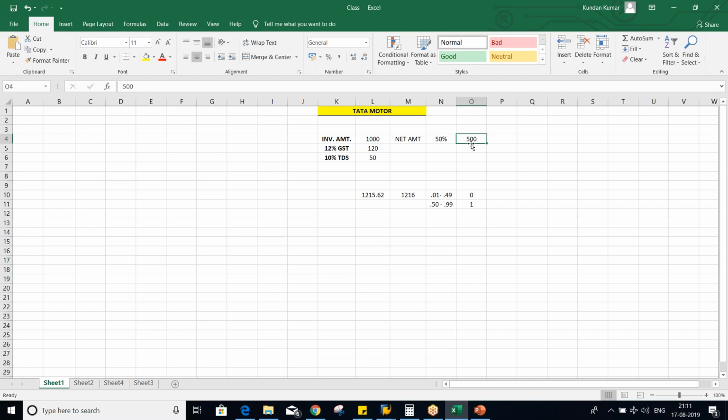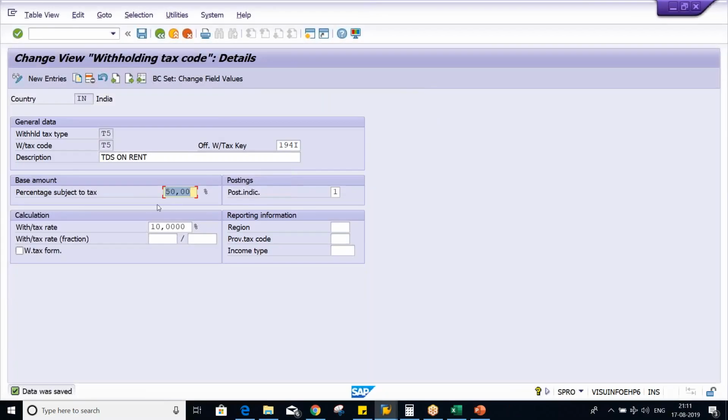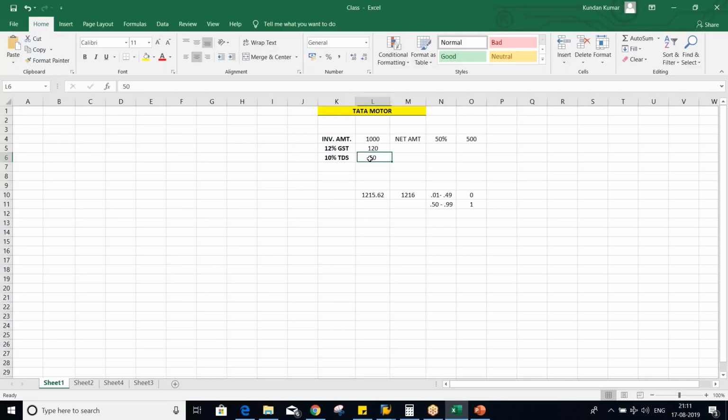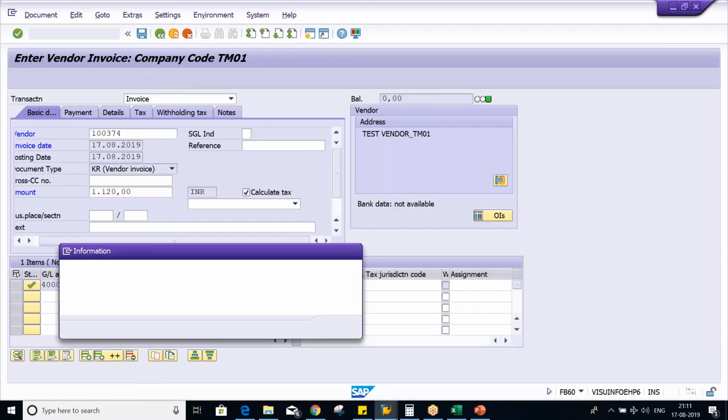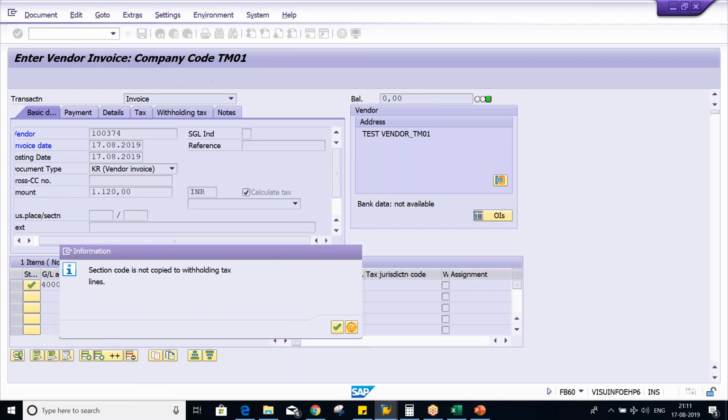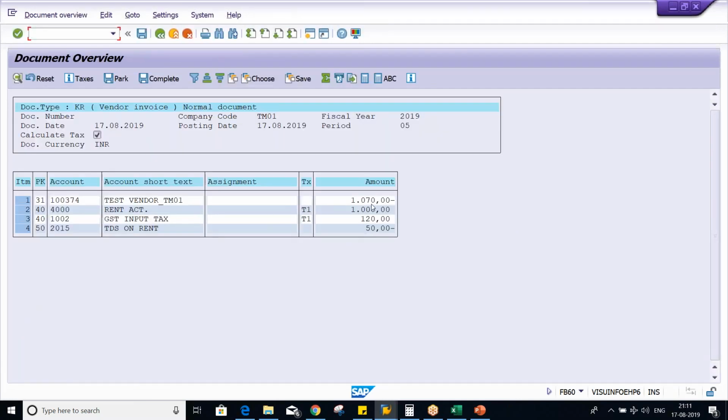So now on this 500, the 10% TDS is going to be deducted. I've shown you guys, on this 500, this 10% TDS is going to be deducted. So how much tax TDS is supposed to be deducted? Only 50 rupees. I'll just click on simulate, and let's see, guys, whether it is getting calculated or not. So look at here, yes, 50 rupees.